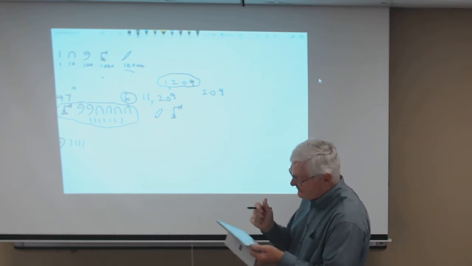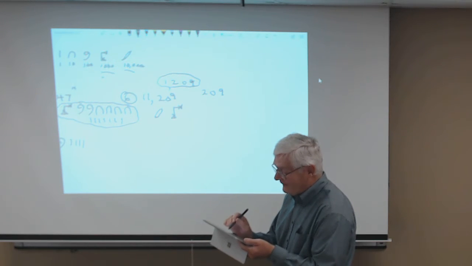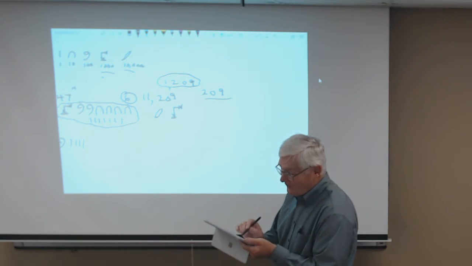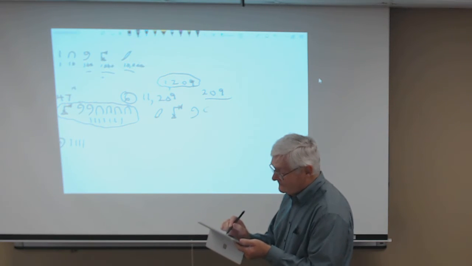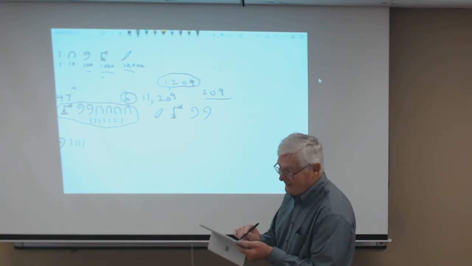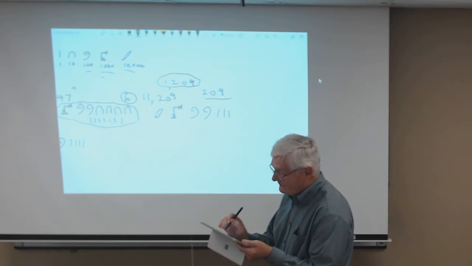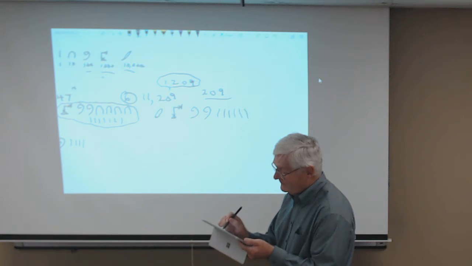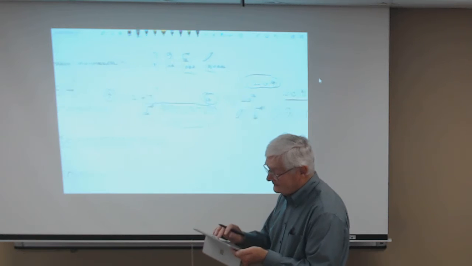Okay, so now we've got 1,000. So now we're left with 209. So we go to hundreds, make 2 of those. And then 9. Oh, we can't do a 10, so we go. There you go. Well, that's enough of that.